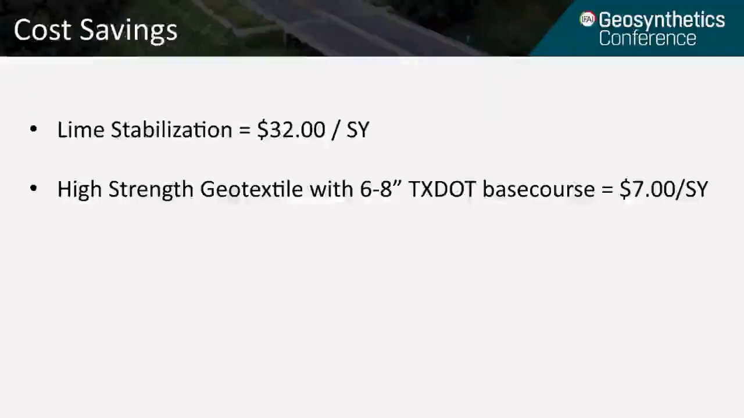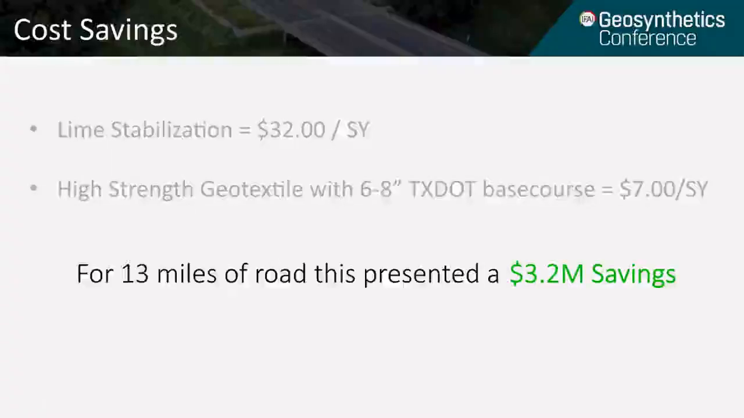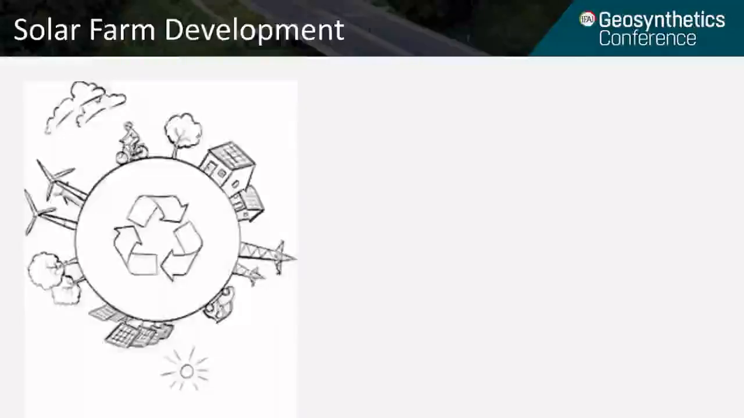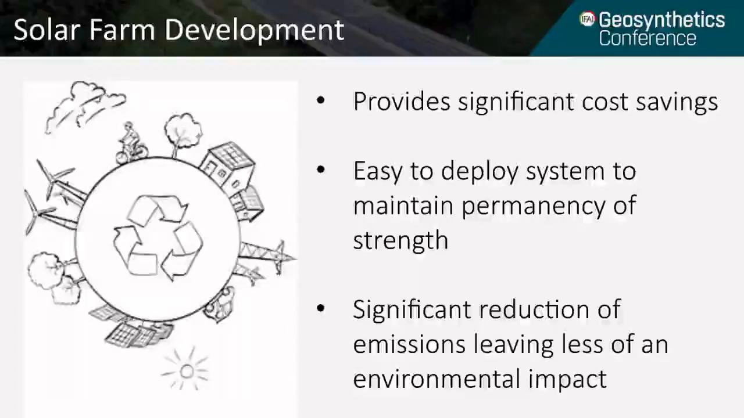This project presented an enormous cost savings of $3.2 million for the 13 miles of road that were stabilized. Here today, we have seen 2 successful deployments of high-strength geotextile to support solar farm access roads constructed over soft, unsuitable soil. These solutions were cost-effective, deployed easily, and on top of monetary savings, also provided a decreased environmental impact.